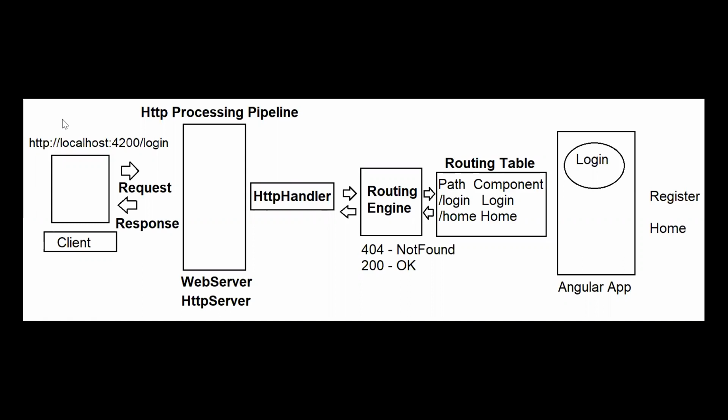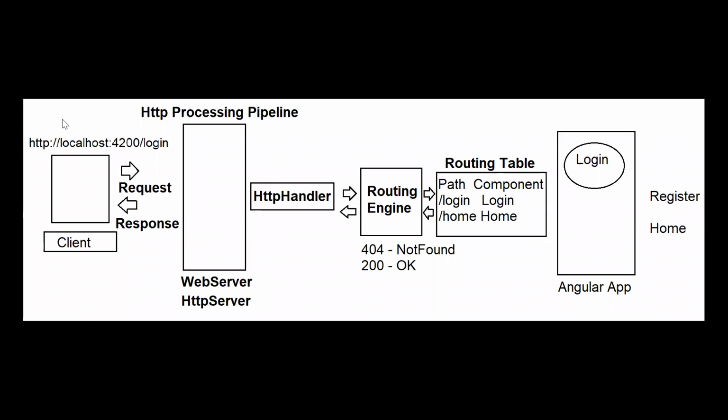It will give the request to a routing engine. So every Angular application takes help of a routing engine. And this routing engine processes your request by comparing it with the route table. It will verify in the route table whether the requested path is available or not. If it is not available, it will send a not found message. If it is available, then it will load that component in your application.